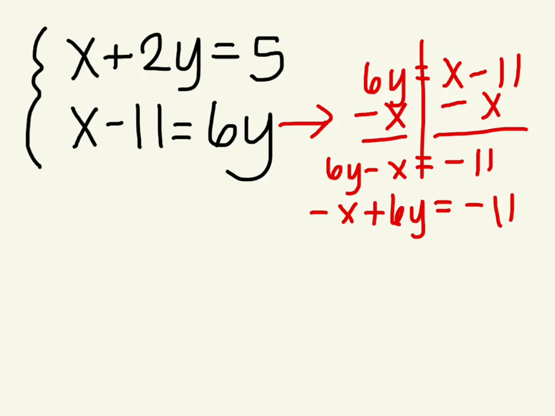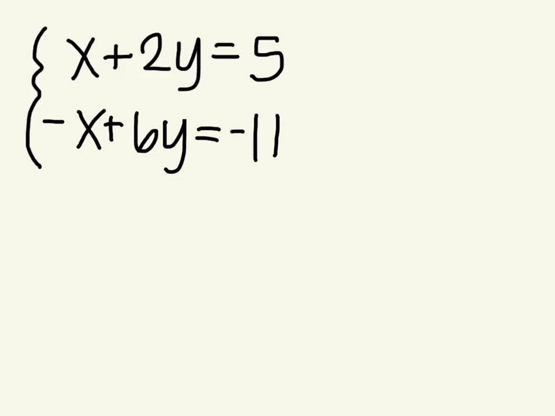And this now becomes negative x plus 6y equals negative 11 as it is put in standard form. So my new system I'm going to rewrite to look like this. My second step is to multiply none, one, or both of the equations by a constant so that the coefficients of one of the variables are opposite. I don't have to do that because my x values are already opposite, so I'm going to move on to step 3. I'm going to add my 2 equations together to eliminate my x variable.